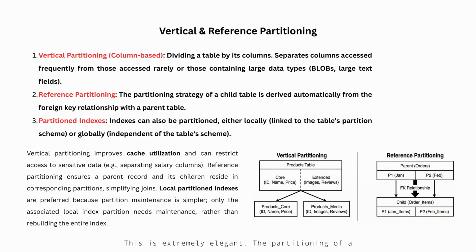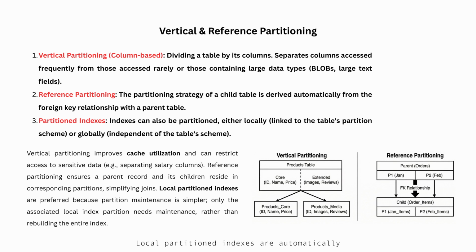A specialized technique in relational databases, particularly Oracle, is reference partitioning. This is extremely elegant. The partitioning of a child table is automatically derived solely through a foreign key relationship to the parent table. For every partition in the parent table, an exactly corresponding partition exists in the child table. This ensures that when querying data like orders, which is the parent table, and order items, which is the child table, the related records reside in the same physical partitions, streamlining operations. We also have partitioned indexes.